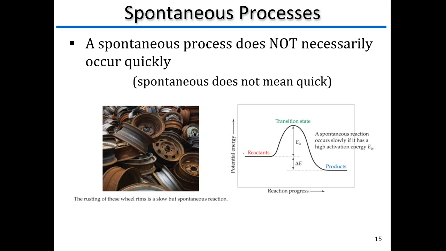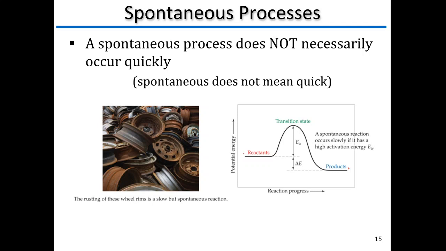So we go from some reactants to some products, and over time we can go through some transition state. In this case, we end up with maybe aluminum oxide, something like that. Maybe these are aluminum wheels, and they end up with aluminum oxide. So even though it's a spontaneous process, it doesn't mean that it occurs quickly. It could occur quickly, but in this case, that's what we're talking about: it doesn't necessarily occur quickly.